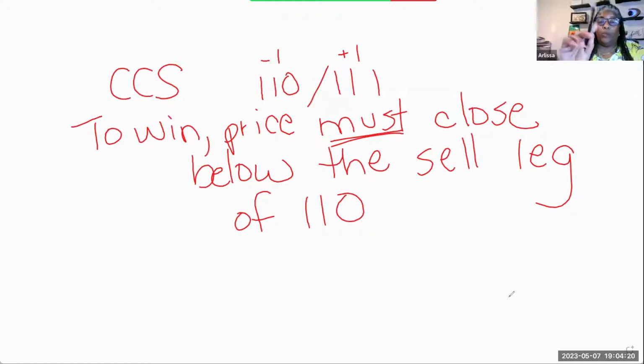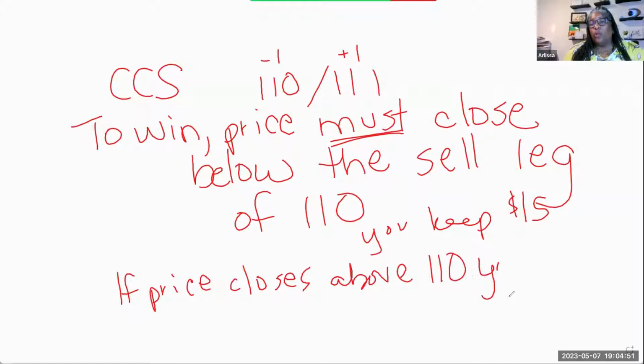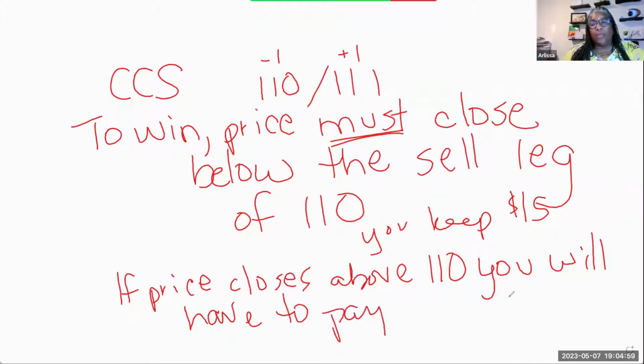Where the problem comes in, because I don't want to sell it to you like this is always peachy, because sometimes it ain't. To win, the price must close below the sell leg of 110. Then you keep all the premium. You keep the whole $15, right? If price closes above 110, you will have to pay what it's worth at the time. You have to pay what the spread is worth.